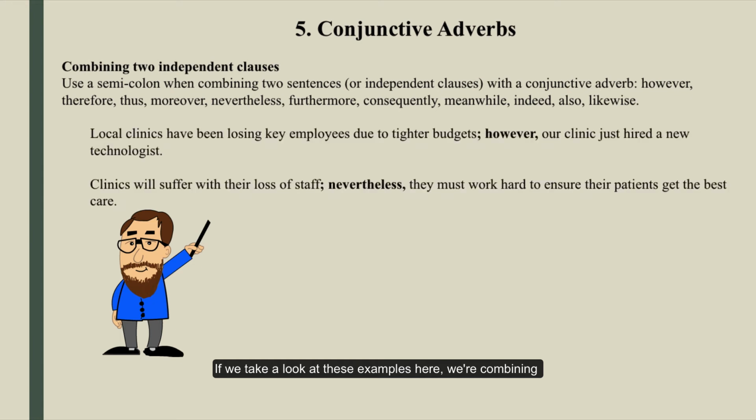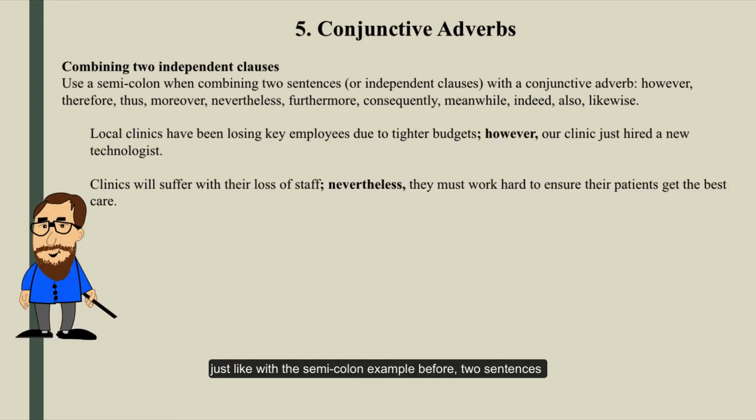If we take a look at these examples here, we're combining, just like with the semicolon examples before, two sentences or independent clauses using conjunctive adverbs. And so in this case, you'll need to put a semicolon before the conjunctive adverb and a comma afterwards.